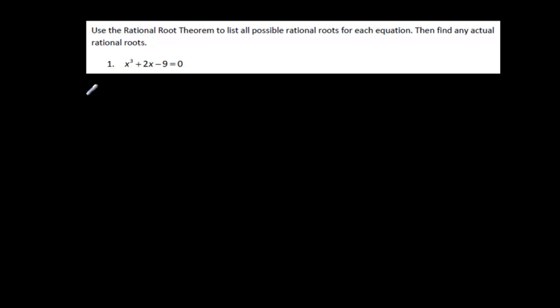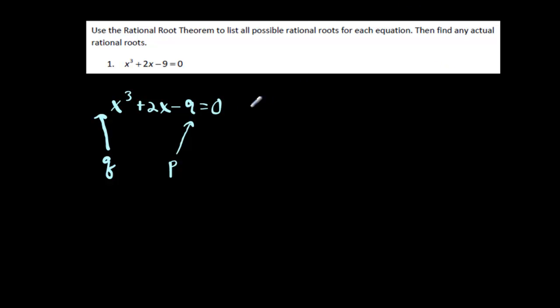Alright, number 1 for 5.5a, they ask you to use the rational root theorem to list all the possible rational roots. Okay, so for this one, what you want to do is look at the value of your constant, which is going to be -9, and that's going to be your p, and the value of q, which is going to be your lead coefficient.